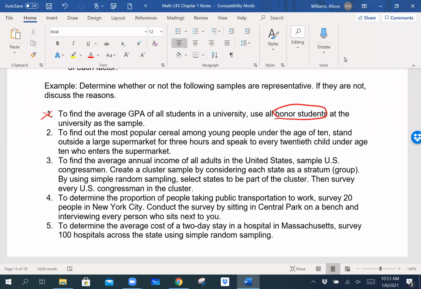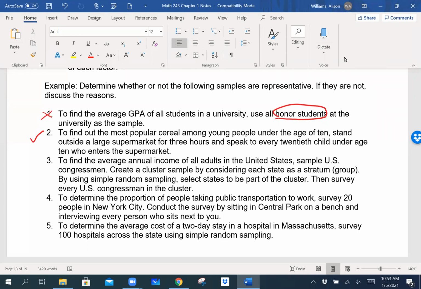To find the most popular cereal among young people under the age of 10, stand outside a large supermarket for 3 hours and speak to every 20th child under the age of 10 who enters the supermarket. That's good. This is going to be a group of people who are random because you're counting off. You're looking and asking the children. It's a simple question. You're probably going to get responses. So you're not going to probably suffer from non response. And yeah, it's using a sampling technique that keeps the random element.